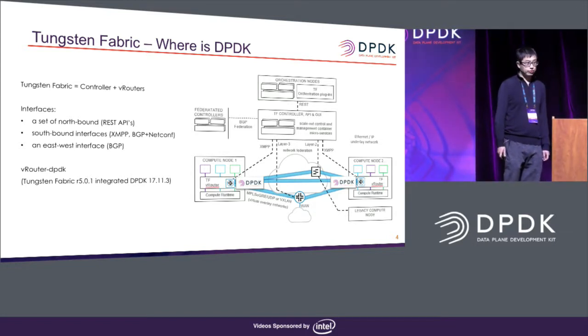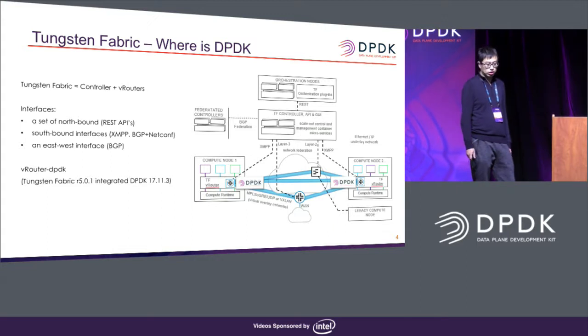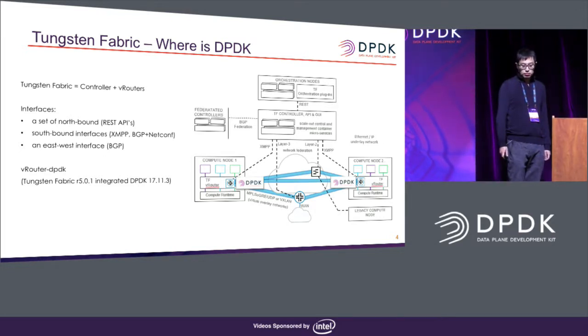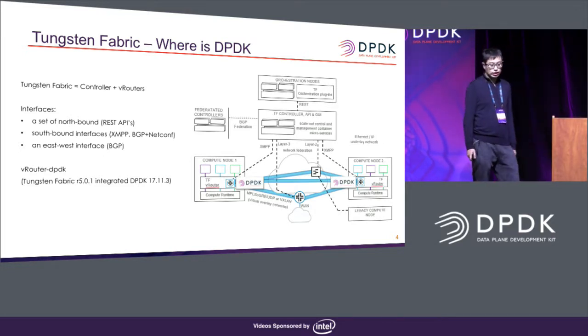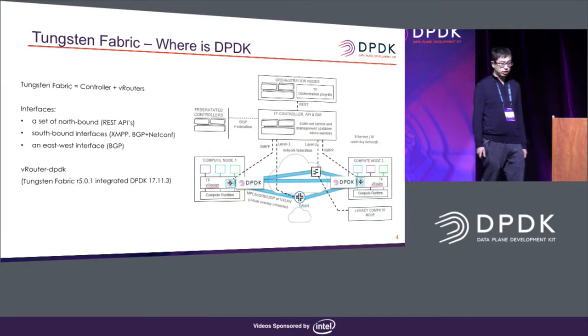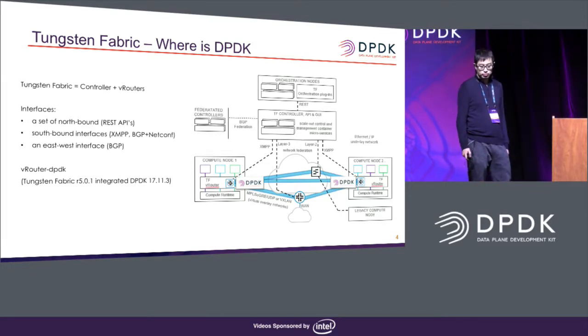DPDK is located in the vRouter solution. vRouter-dpdk is the vRouter user space implementation accelerated by DPDK for performance, and the recent Tungsten Fabric release 5.0.1 is integrated with the DPDK 17.11 LTS release.